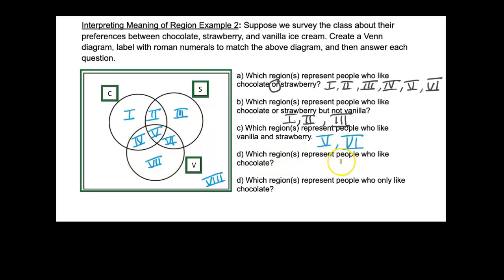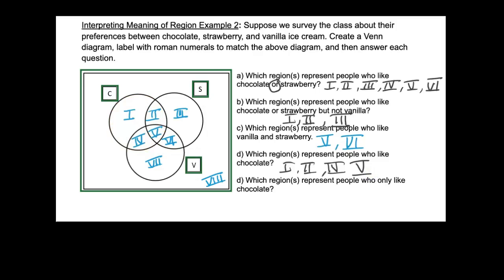For D, which regions represent people who like chocolate? I'm just going to circle the chocolate circle, which is right here, and shade everything on the inside. So we're looking at regions 1, 2, and then 4, and then 5. So 1, 2, 4, and 5.